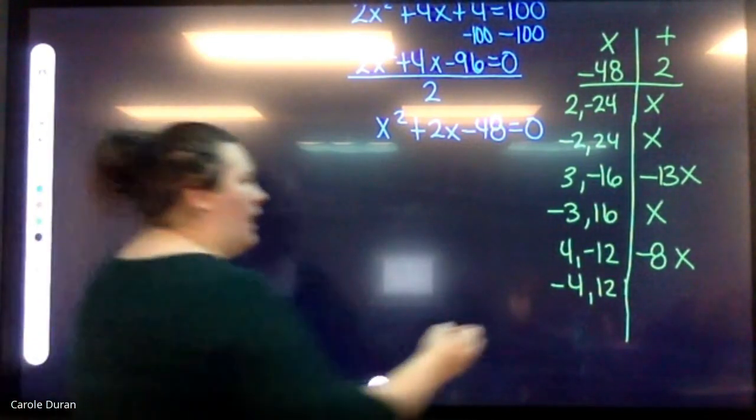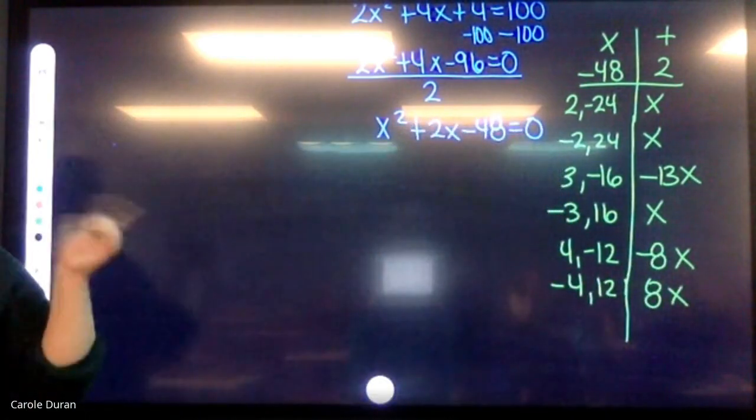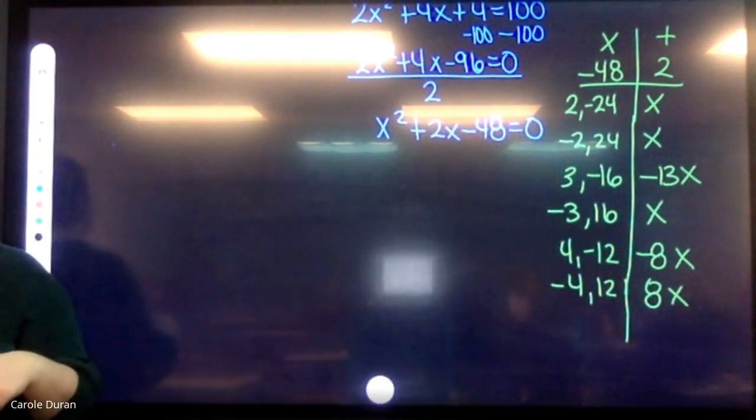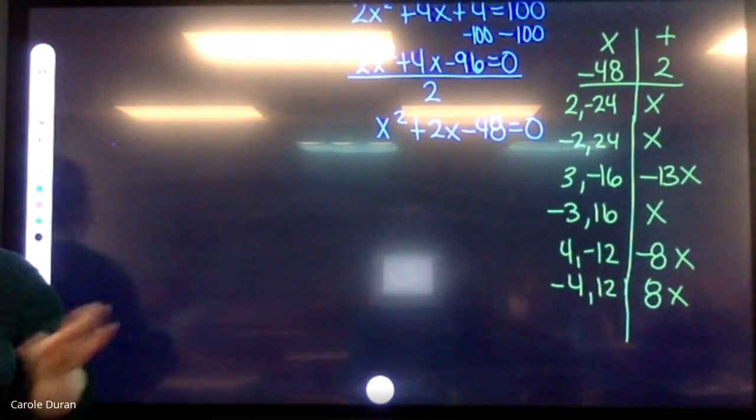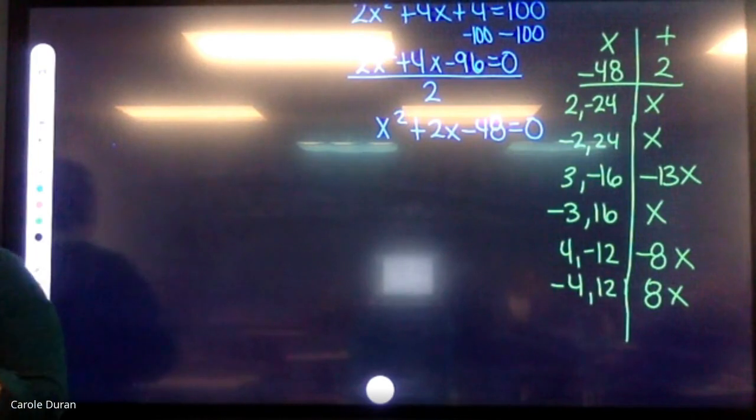Positive 8. Nope, still not what I'm looking for because I'm looking for 2, but I'm getting closer. What's negative 48 divided by 5? It's not a whole number, so I don't include it in here. So then I go to the next one. What's negative 48 divided by 6?